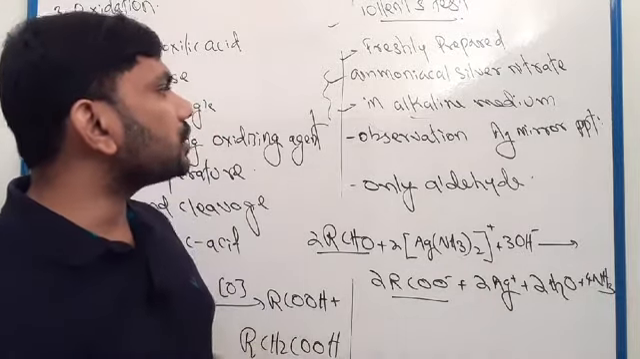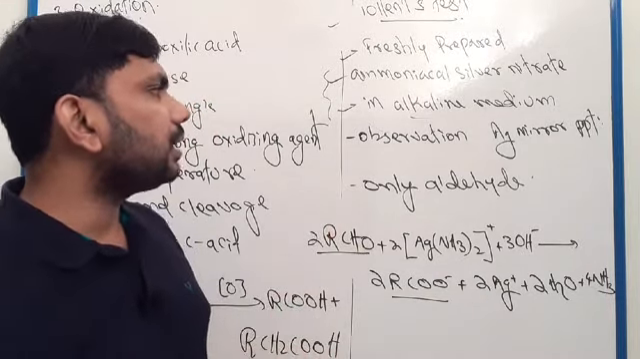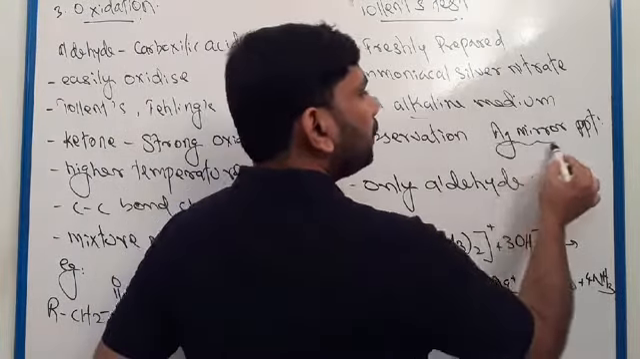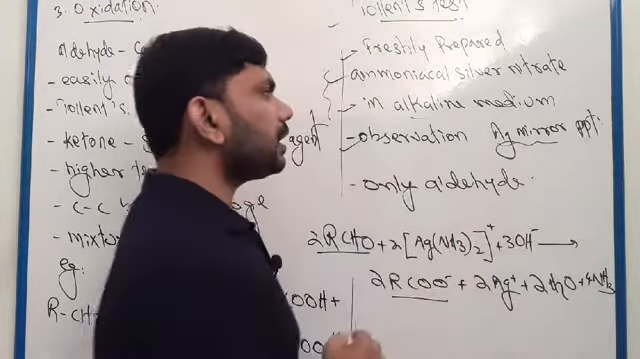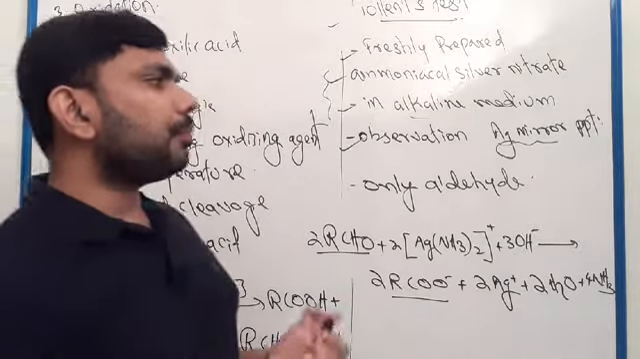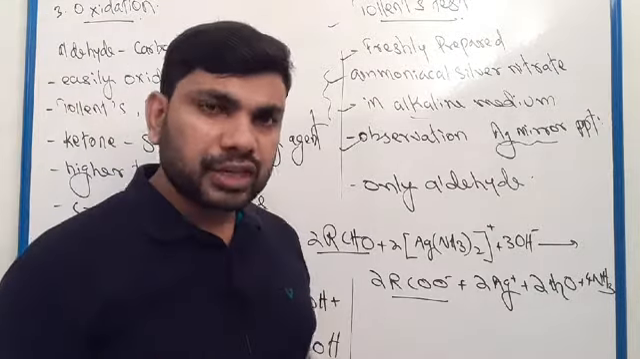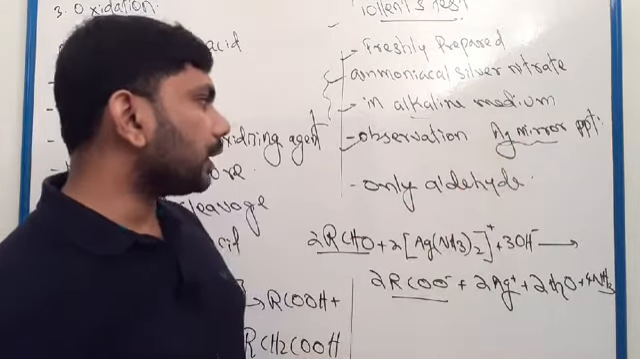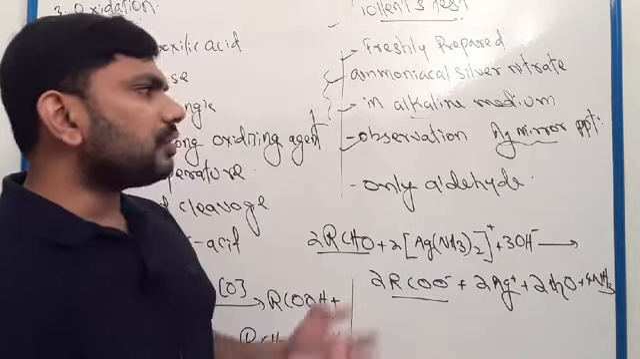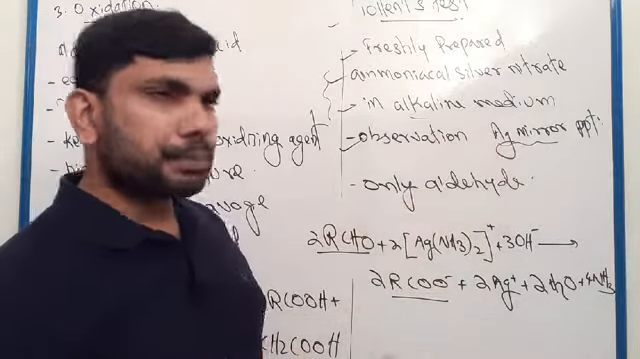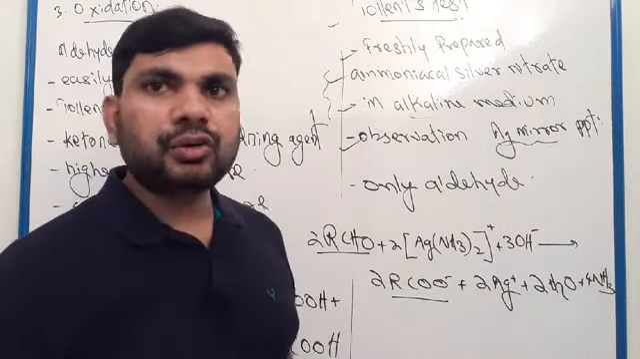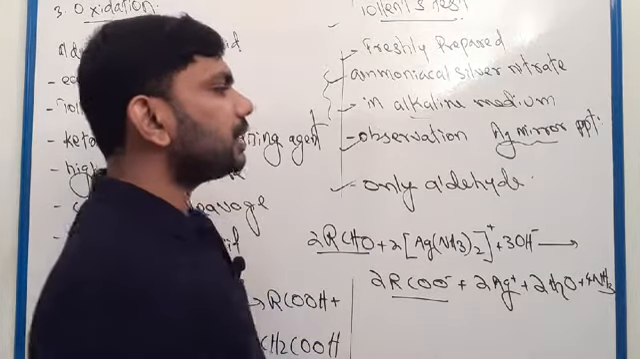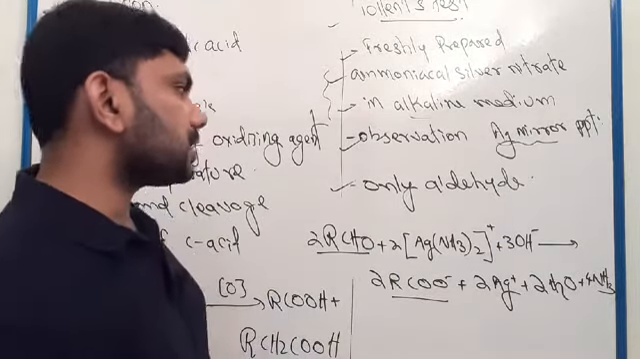This Tollens reagent reacts with the aldehyde. Here a silver mirror precipitate will be formed. That is the observation. During this chemical reaction, the positive result observation is a silver mirror precipitate formed. The formation of a silver mirror precipitate indicates the presence of aldehyde. So only aldehyde gives this result and ketone does not give this result.